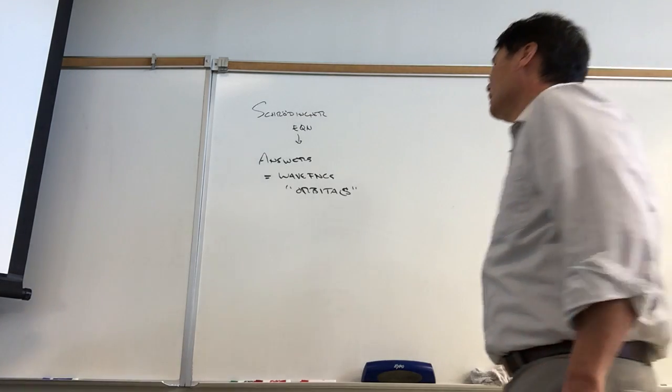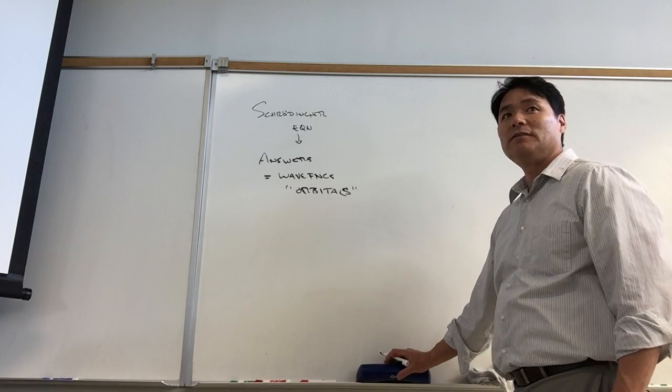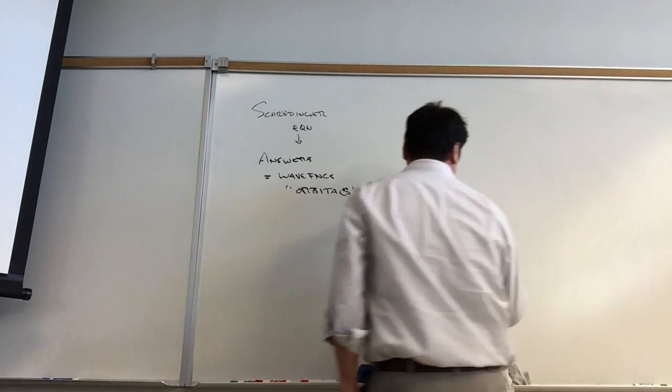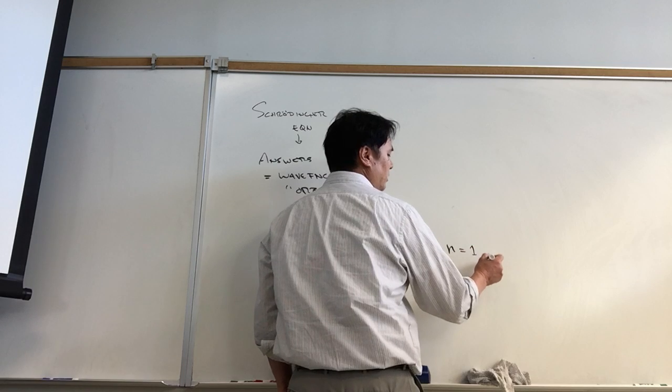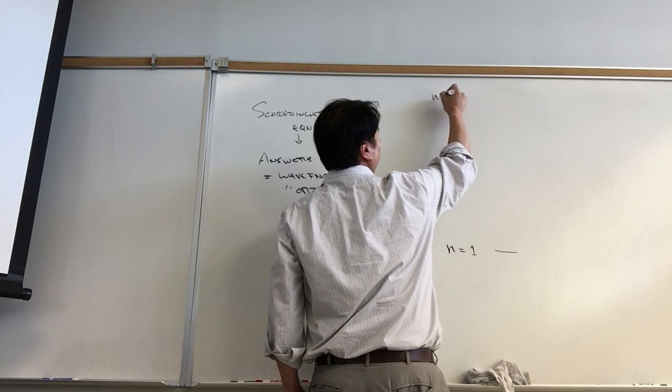It turns out, well, a lot. In fact, there are going to be an infinite number of allowed states. And the first allowed state is n equals 1. That's going to be the lowest. At the highest energy, we'll have n equals infinity.